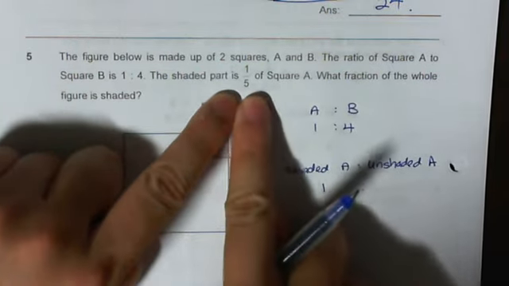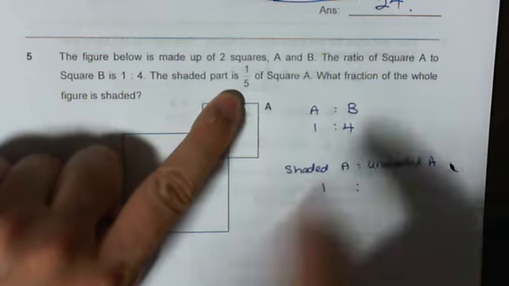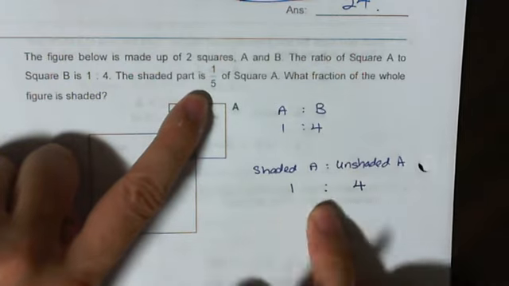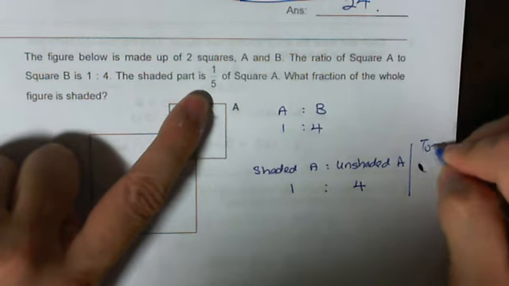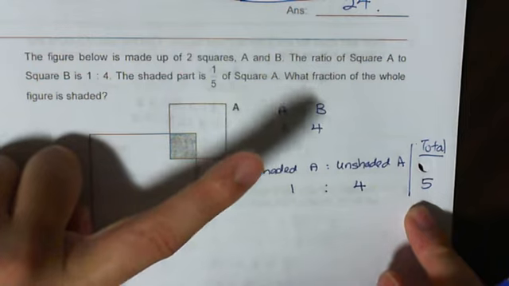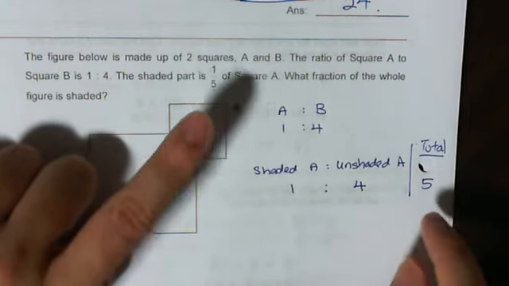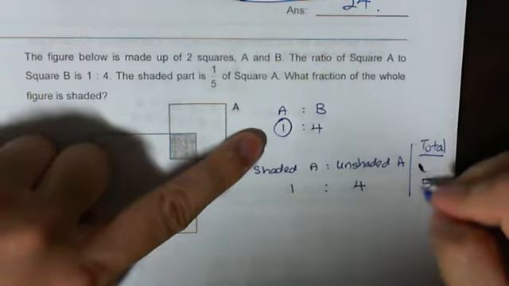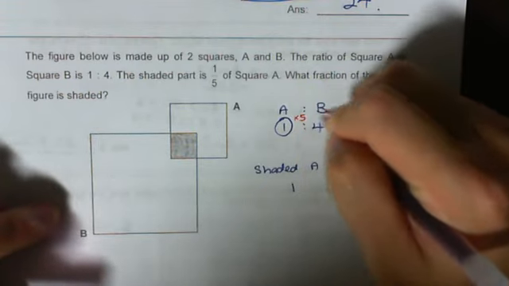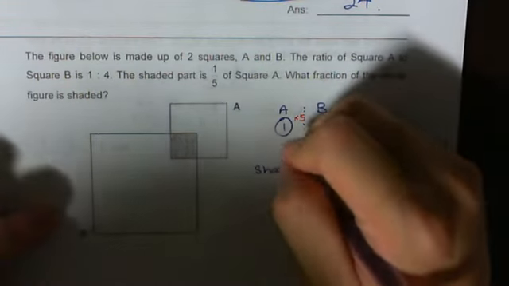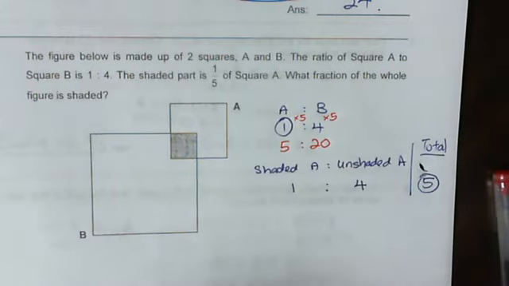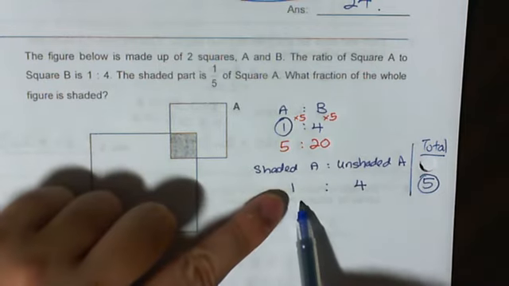But look at this. 5 units here is for square A, the whole of square A, which is the total. So total minus 1, I'll get 4. This is the total. So my total number of units is 5. Now, you'll find that there is something common here. Something is the same, and that is A here and this. In order to make them the same, I'll multiply this ratio by 5. What do I get? 5:20.